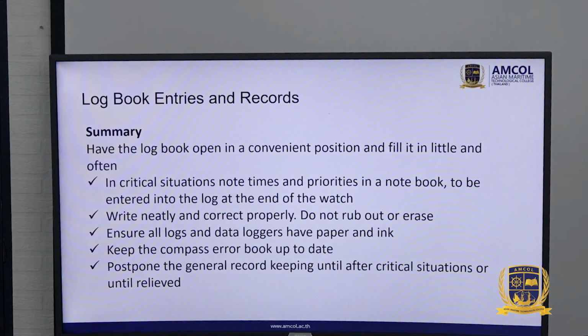Okay, with that we will close this, and we have completed the passage planning discussion and also with regard to record keeping. Thank you so much.